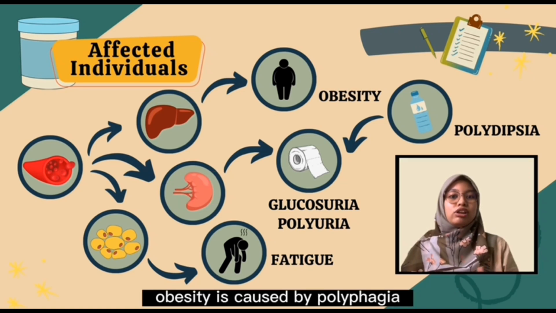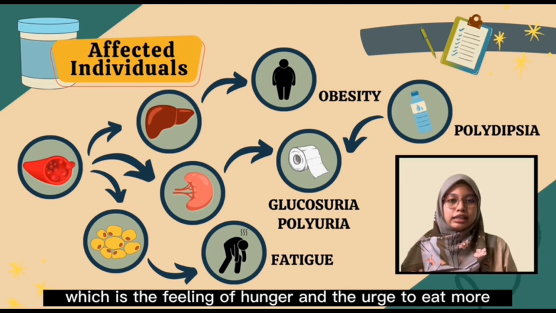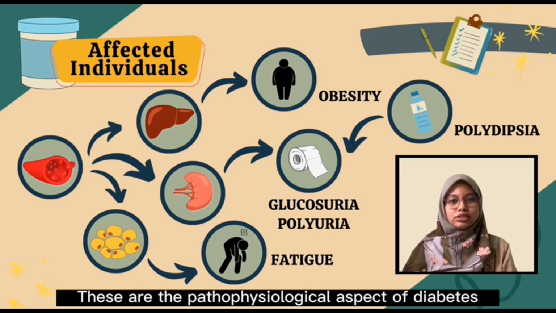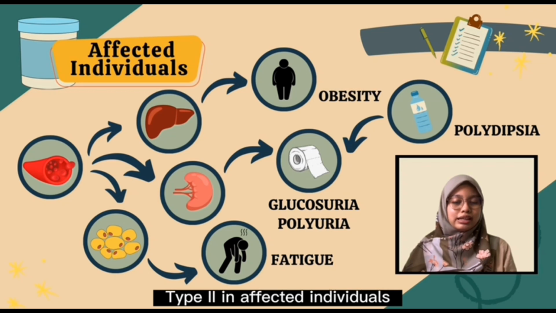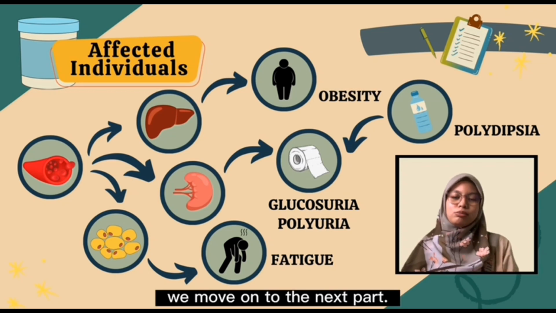Obesity is caused by polyphagia, which is the feeling of hunger and the urge to eat more. These are the pathophysiological aspects of diabetes type 2 in affected individuals. That's all from me. We'll move on to the next part.